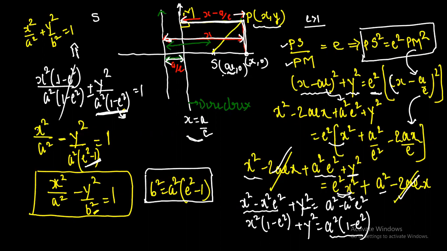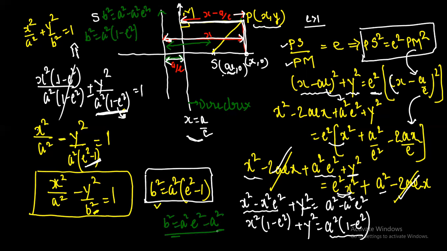Now what is b square? So you can write b square as a square into e square minus 1, and in ellipse the b square is written as a square into 1 minus e square, which I always write like this also, b square is equal to a square minus a square e square. But in hyperbola, I am writing it as b square is equal to a square e square minus a square.